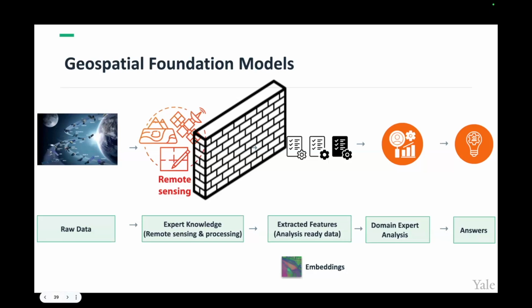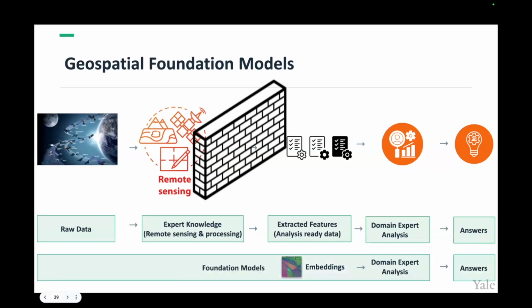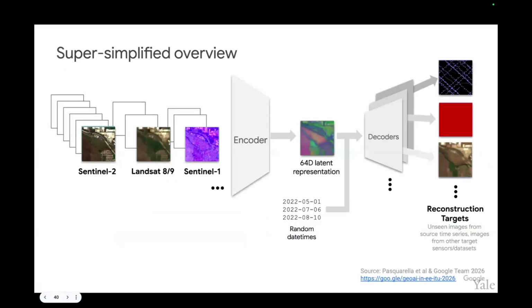Geospatial foundation models, in some way or another, have the potential to skip that process of raw data and remote sensing by looking at embeddings as some sort of virtual data that can be used right away for analysis.